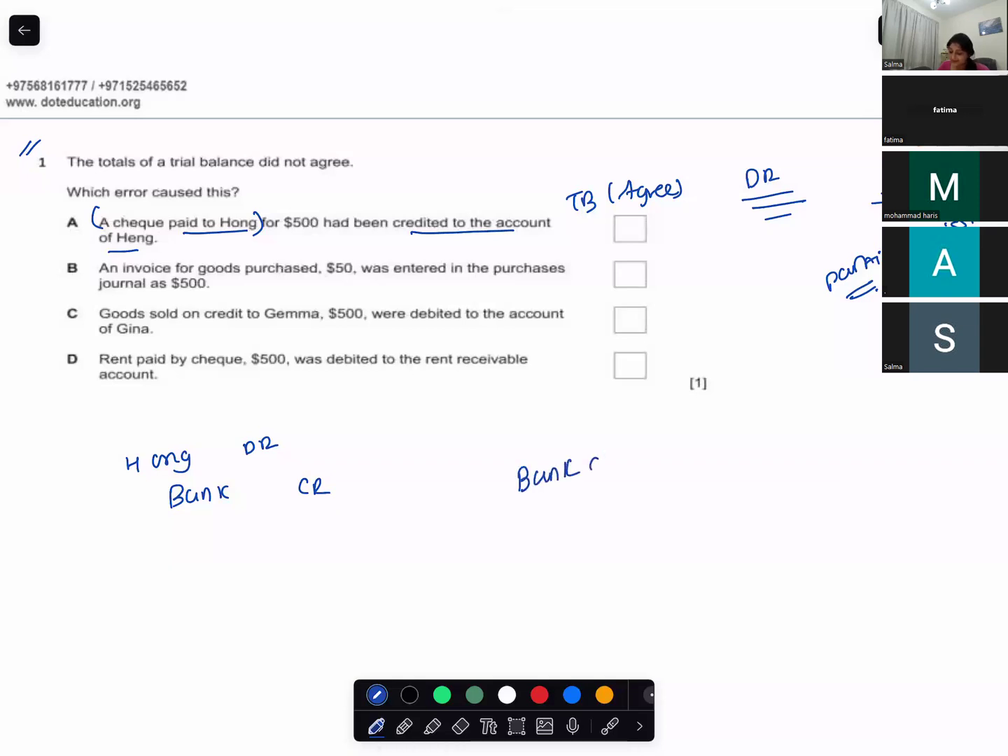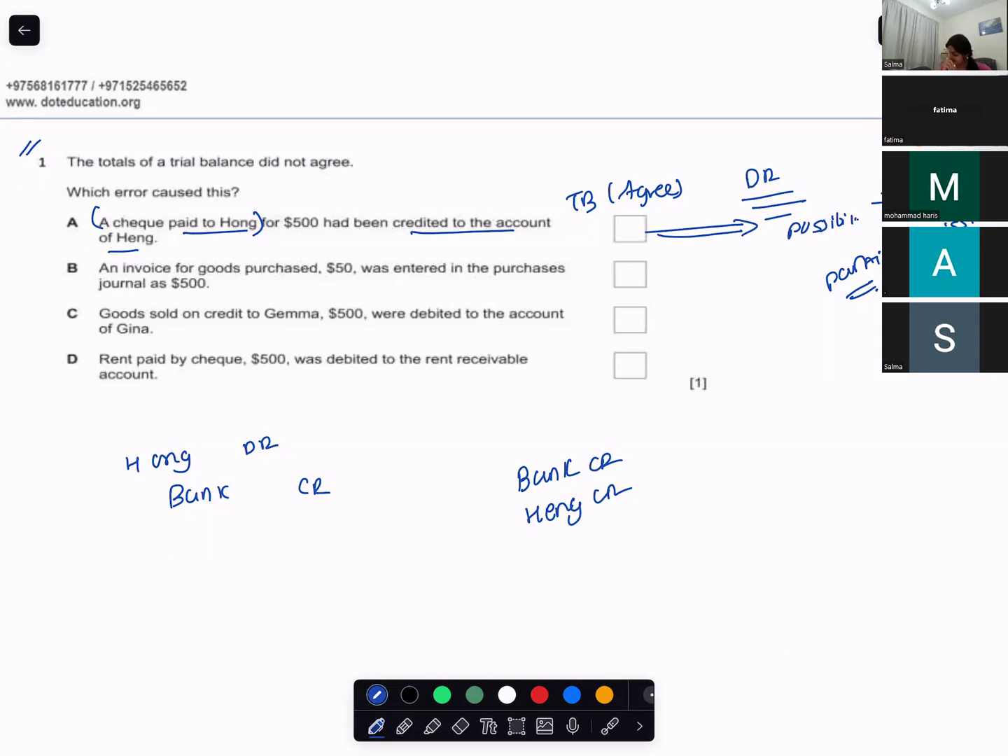We wrote bank credit, Heng credit. This would affect it. So this can let the trial balance not agree. Okay. So this is a possibility.